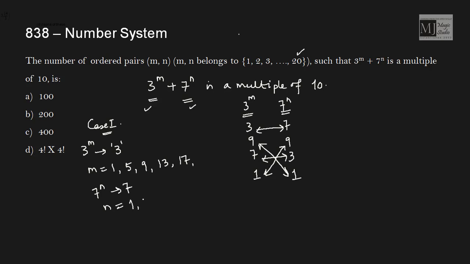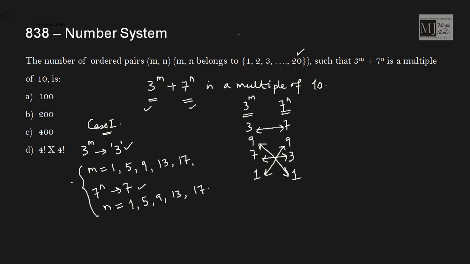N to the power 1 gives you 7. N to the power 5 also, 9 also, 13 also, 17 also. So for the values of m 1, 5, 9, 13, 17, we can have values of n 1, 5, 9, 13, 17. And both will end with 3 and 7. So any combination will give us a multiple of 10 when added up.